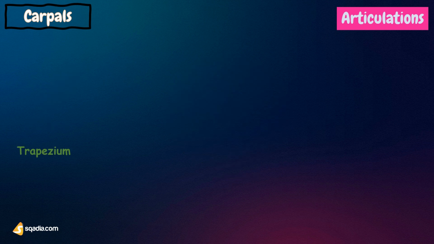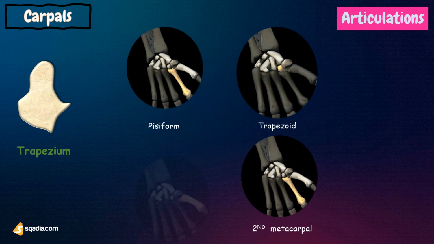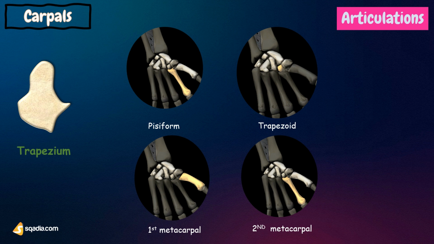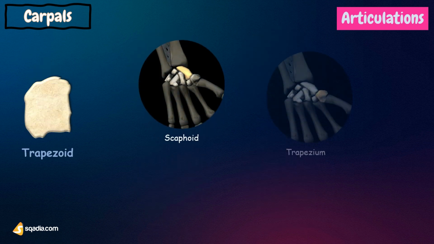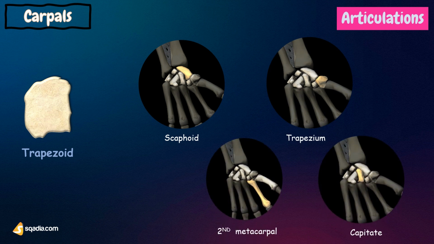The trapezium articulates with the scaphoid, first and second metacarpals, and trapezoid. The trapezoid articulates with the scaphoid, trapezium, second metacarpal, and capitate.